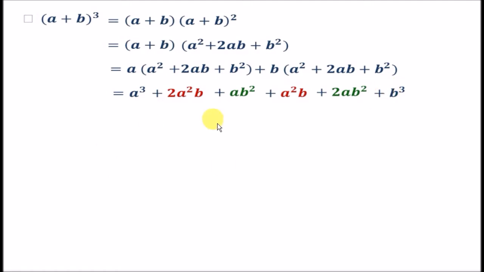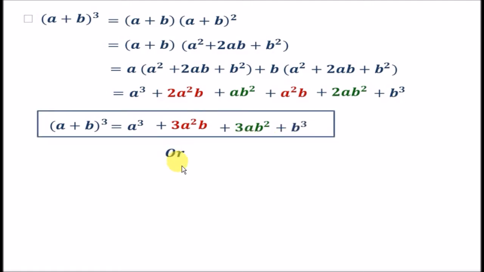Now we have highlighted 2 terms in red and 2 terms in green as these are like terms. As you can see, a²b and ab², these can be added, whereas a³ and b³ are in the same color that we had started with. These two cannot be added. So we will have (a + b)³ equals a³ plus 2a²b plus 1a²b, which is 3a²b, plus 1ab² plus 2ab², 1 plus 2 is 3, so 3ab² plus b³.